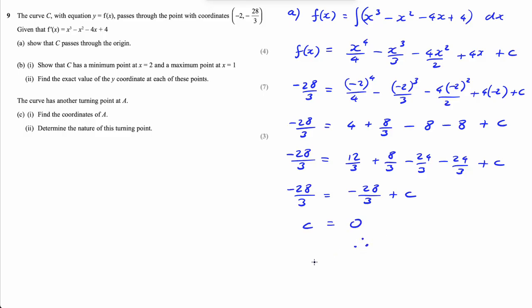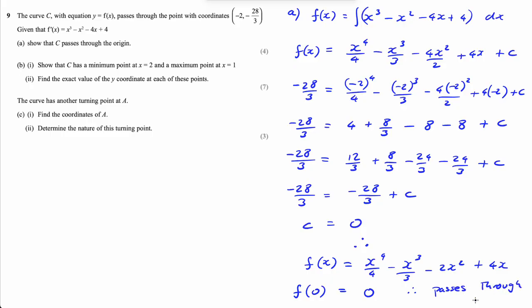Therefore, f of x equals x to the 4 over 4 minus x cubed over 3 minus 2x squared, if I simplify that, plus 4x, no c, and then when x is 0, so f of 0 equals 0 minus 0 minus 0 plus 0, which is 0, therefore passes through 0, 0. Okay, that's part A. Part B.